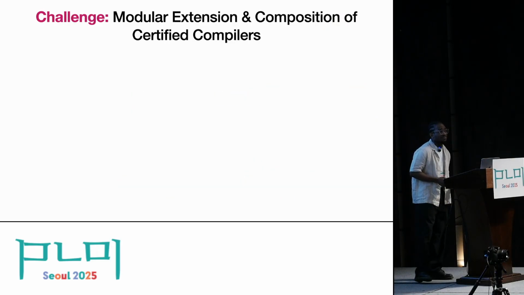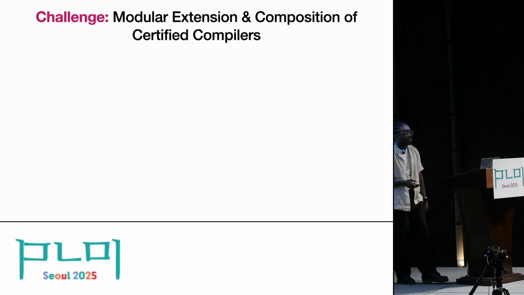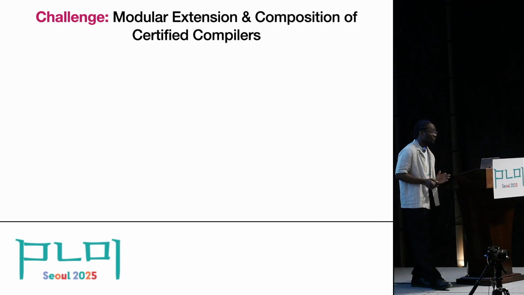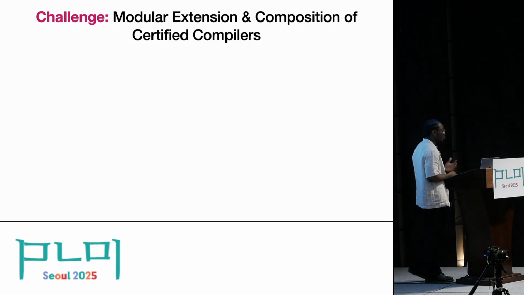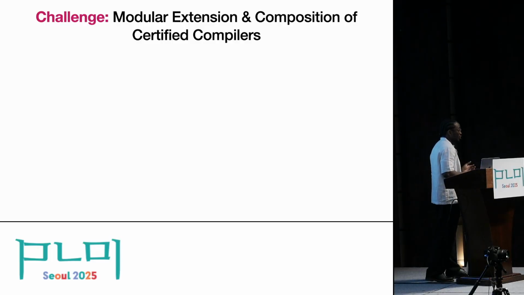Now, the problem is that certified compilers are not cheap. Aside from the inherent difficulty of constructing mathematical proofs, extending, maintaining, and evolving certified compilers is difficult. And this is a real problem because as language evolves, the compiler needs to evolve as well.